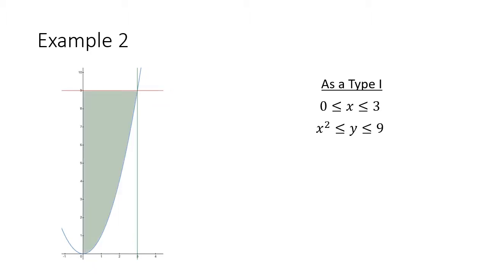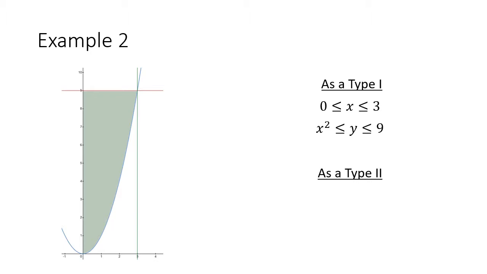It's that one, right? My lower bound for y is x squared. My upper bound is 9. So I need to be bounded between my x squared function and my 9. So that's my region. Now, wait a second. I have that written in my problem as a type 1, but I can write this as a type 2. How would I write this as a type 2?